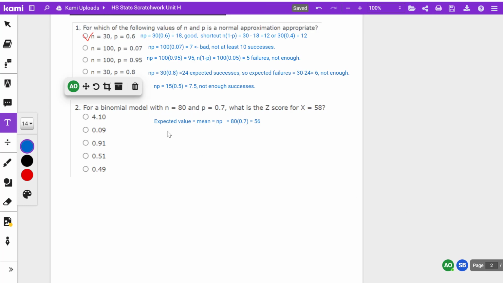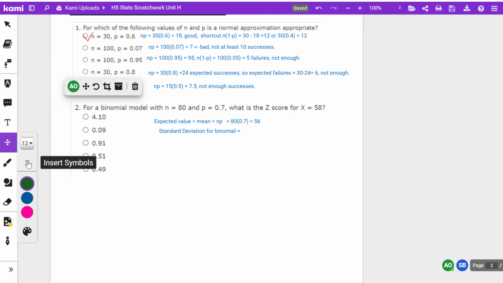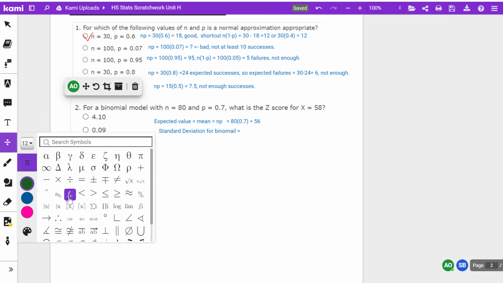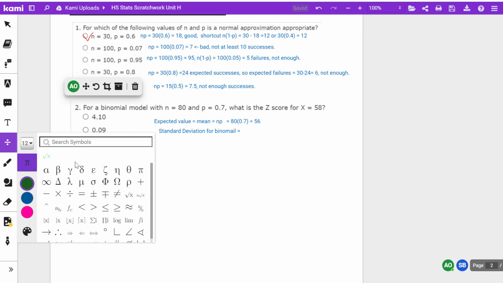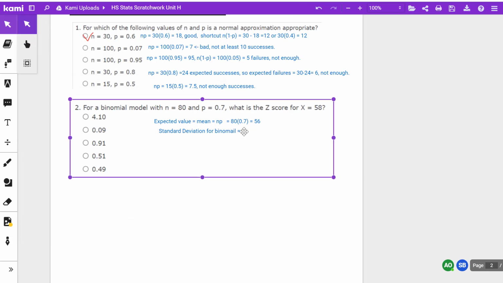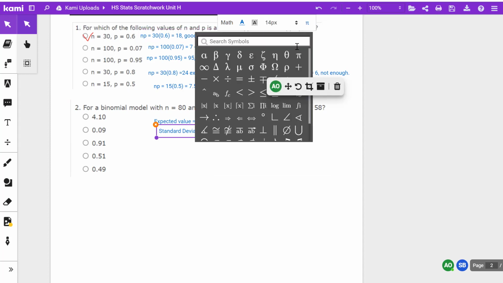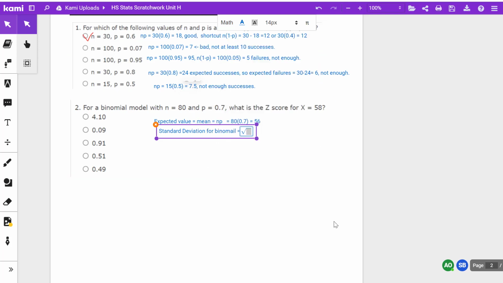Now, standard deviation is a little more tricky. Standard deviation for a binomial is, I'm going to need the formula here because I have to do a square root. Oh, I accidentally clicked here. I wanted to still be in my text mode, sorry. I needed to click equation from up here. So I'm going to put a square root.